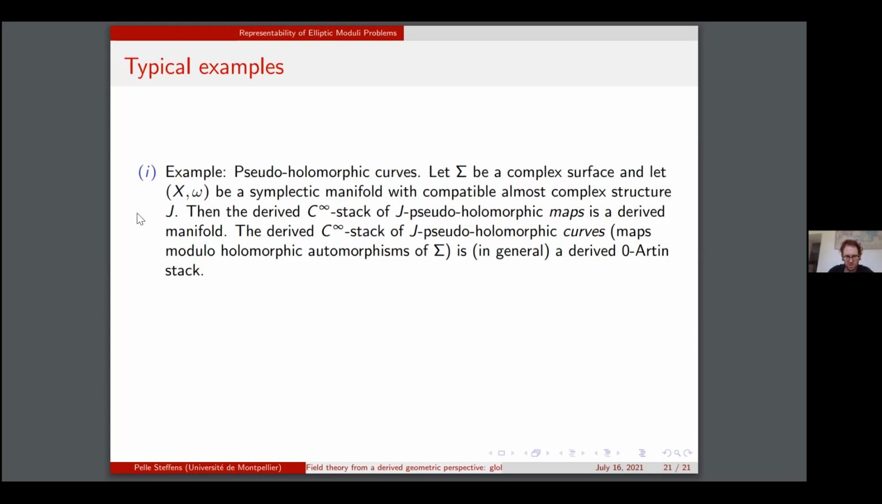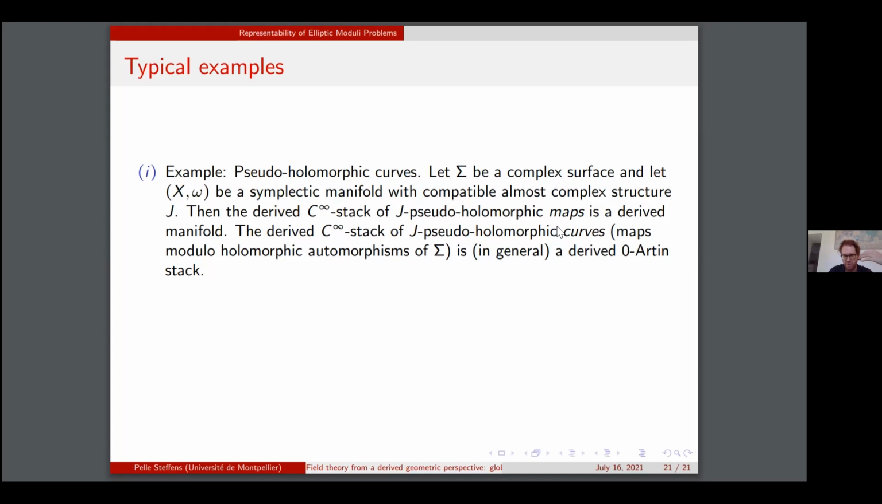But from this perspective, you are never in trouble, because this representability theorem guarantees you that, well, for one, this object has a nice structure. It's a derived infinity stack. And two, there are atlases for these things. And following this approach, it's really trivial to go from pseudo-holomorphic maps to pseudo-holomorphic curves.